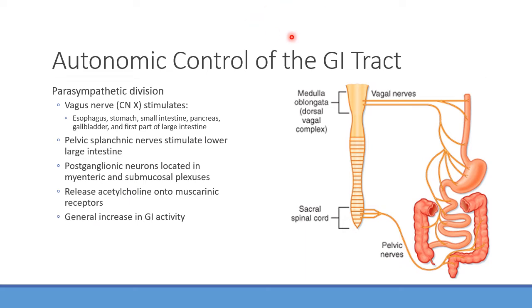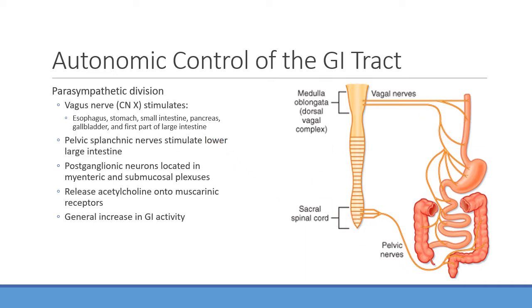Okay, so looking at autonomic control here, what nerve is going to be good for our parasympathetic innervation? Vagus nerve, number 10, is going to be good for parasympathetic innervation here. You're going to find it's stimulating all areas of the GI tract. You're also going to have the pelvic splanchnic nerves that are going to be good for controlling the lower large intestine. But again, the vagus nerve is going to be good for controlling everything from the top down, essentially. So really, the most lower portions are going to be more on the sacral spinal cord there.